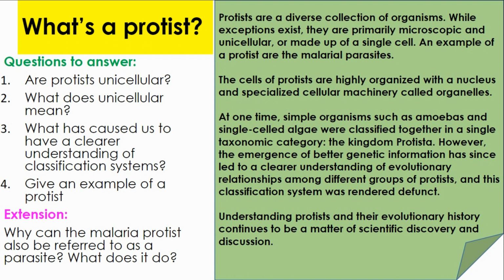At one time, simple organisms such as amoebas and single-celled algae were classified together in a single taxonomic category, the kingdom Protista. However, the emergence of better genetic information has led to clearer understanding of evolutionary relationships among different groups of protists, and this classification system was rendered defunct. Understanding protists and their evolutionary history continues to be a matter of scientific discovery and discussion.